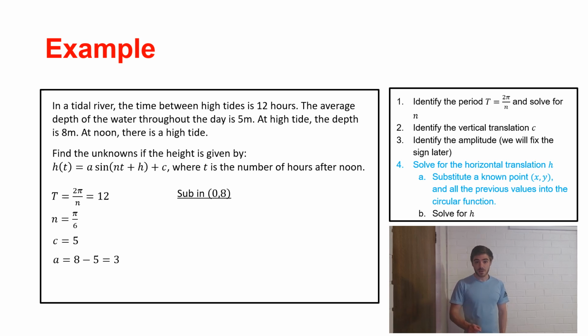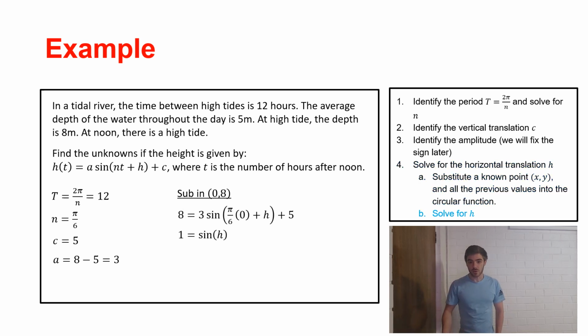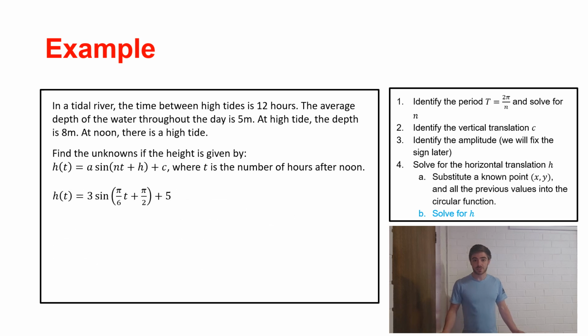If we sub that in, along with all the other terms that we solved for, then once we rearrange, we figure out that we have a circular function that has just a single unknown variable that we can solve for. In this case, it's just solving for where sine is equal to 1, which gives us a value of pi over 2. So, just like that, we figured out our circular function.